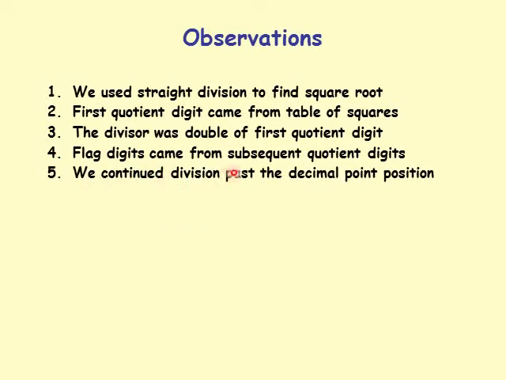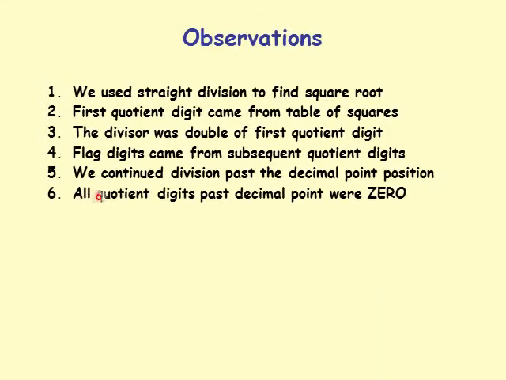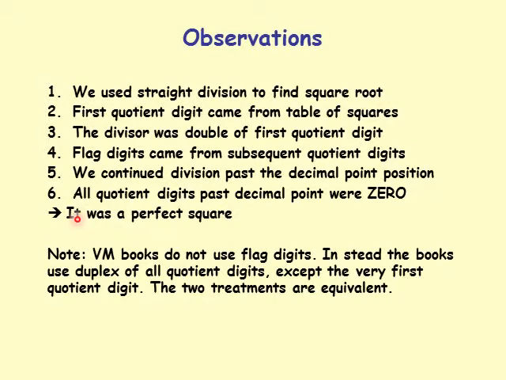We continued the division past the decimal point section. We continued this division even after the decimal point was reached. All quotient digits past the decimal point were zero. In this example, everything was zero after the decimal point. So it was a perfect square. Our example number was a perfect square.